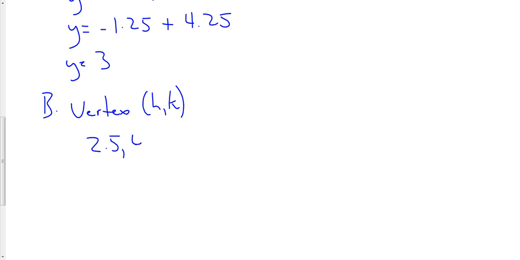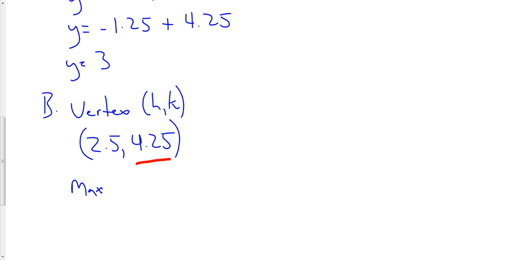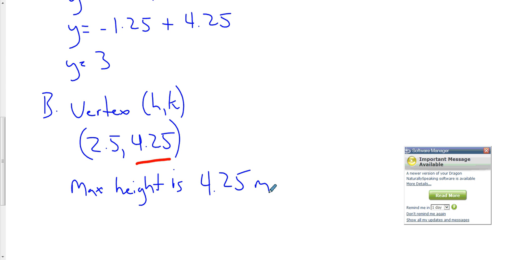So we know that the vertex here is 2.5, 4.25. And the maximum height for part B here is going to be found when we look at the k value. So our k value is 4.25. So our maximum height is 4.25 meters.